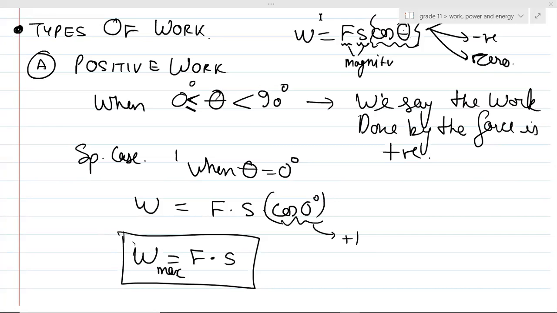Sir, what is S? Displacement. Okay. Sir, done writing. Now the next case will be what? Can anyone give me an example of positive work?